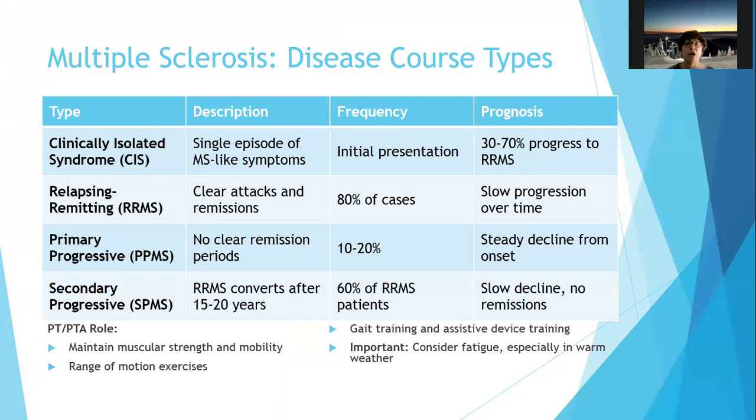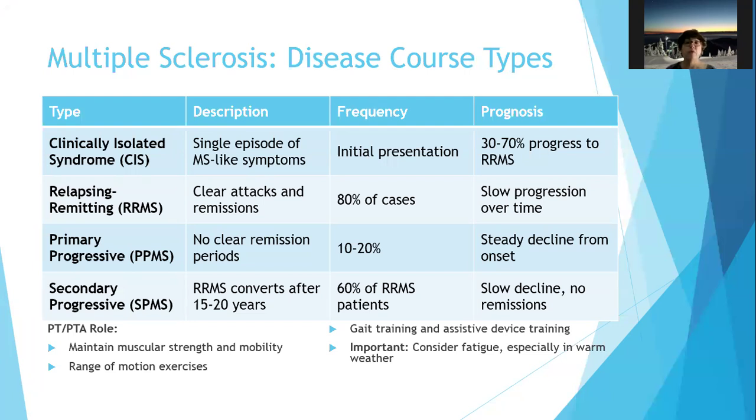So there are different courses of the disease. The most common, 80% of cases, is the relapsing remitting, where there are clear attacks and remissions and slow progression over time. The clinically isolated syndrome is a single episode of MS-like symptoms, and that's usually their initial presentation. And then when they have another relapse, that converts to relapsing remitting. So 30 to 70% progress from a clinically isolated, single episode to relapsing remitting.